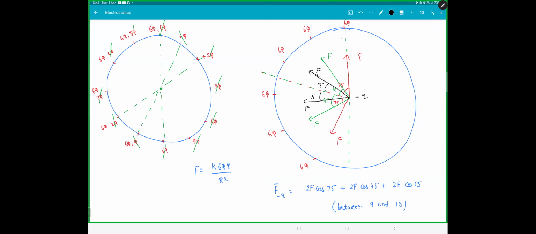Quite a useful technique, right? If I give you some charges like that, you can always cancel off like this. Instead of finding the force due to each one and adding up, this is much faster.